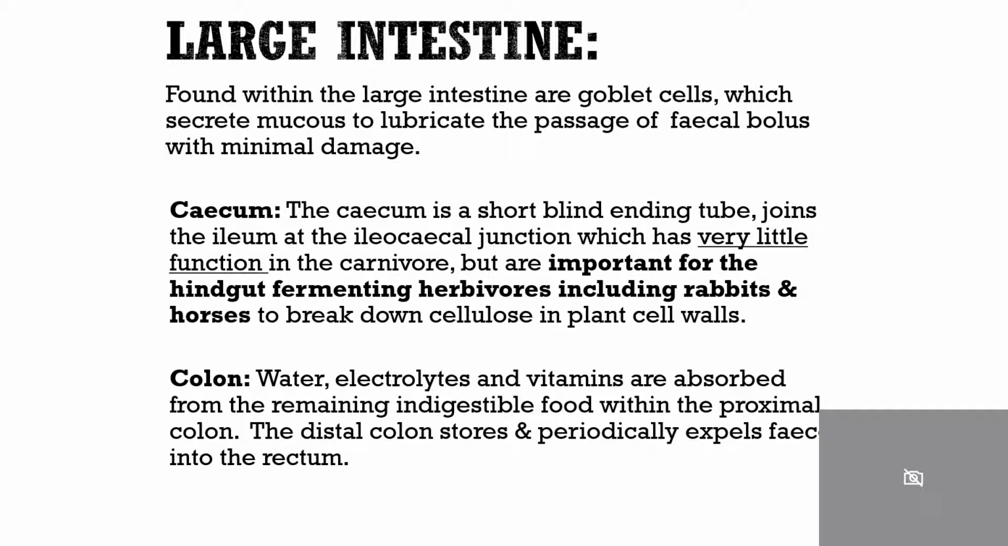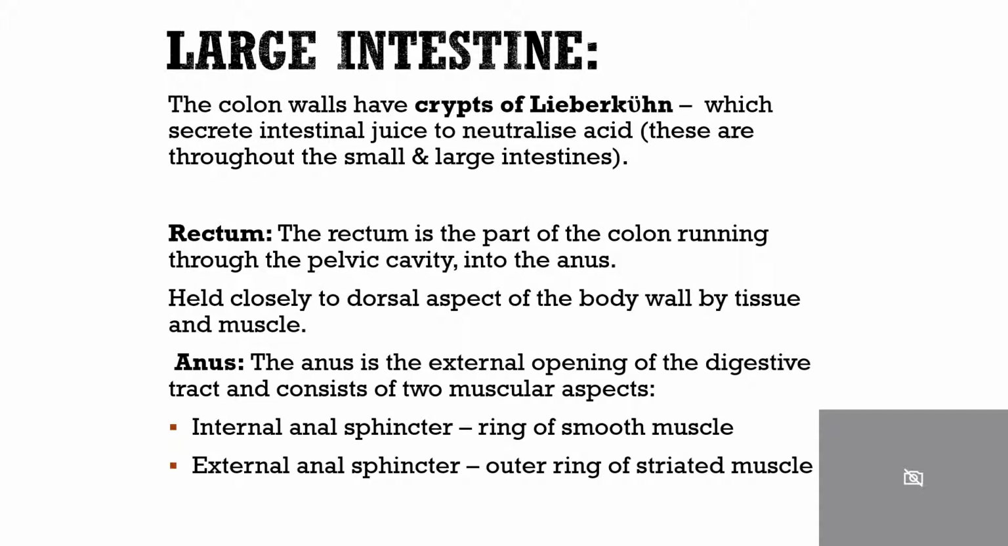The colon itself. This is where we have the absorption of water, electrolytes and vitamins from the remaining indigestible food within the proximal colon. The distal colon stores and periodically expels feces into the rectum. The large intestine. The colon walls have crypts of Lieberkühn, which secrete intestinal juice to neutralise acid. These are throughout the small and large intestines. The rectum is the part of the colon that runs through the pelvic cavity into the anus.